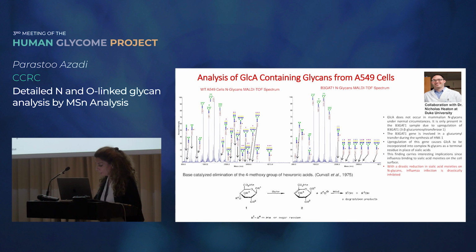Another study is a collaboration with Nicholas Heaton from Duke University. He's studying influenza A and influenza B virus, and trying to figure out a host system that could block the virus from attaching to the cells, a kind of host antiviral therapy. What they had done was a genome-wide study using CRISPR, to see what pops up when they do a GWAS study against influenza B.